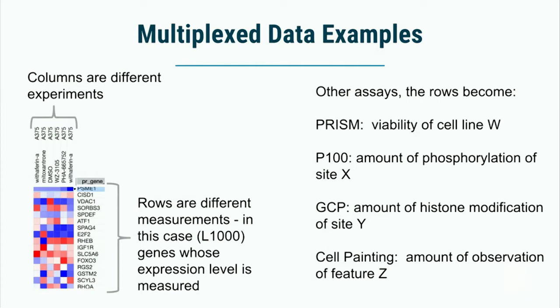For P100, the row readout is the amount of phosphorylation of site X. For global chromatin profiling, it's the amount of histone modification that happened on a set of sites. And then finally, for cell painting, it's the amount of observation of some feature Z that they've measured and analyzed using CellProfiler.